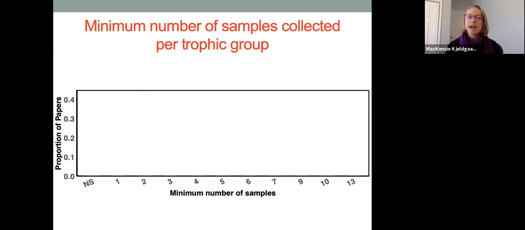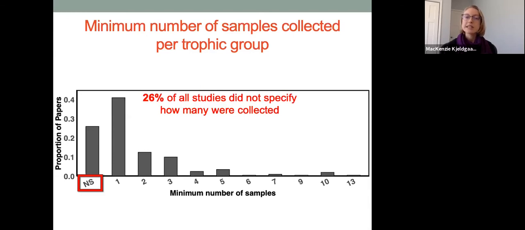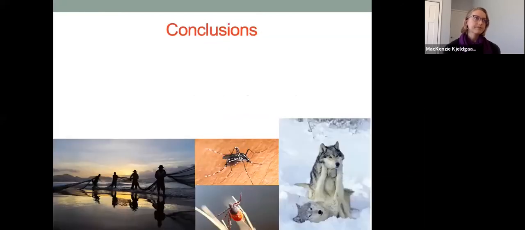But when we look at the actual number of samples that are being collected in the literature, here I have the minimum number of samples collected per trophic group on the x, and the proportion of papers that I reviewed at the beginning on the y-axis. We see that 41% of all studies collected a minimum of only 1 sample per trophic group, and 26% did not specify how many were collected at all. And so we see with this that there's a big need for us to be collecting more samples in all of the trophic groups that we're looking at.